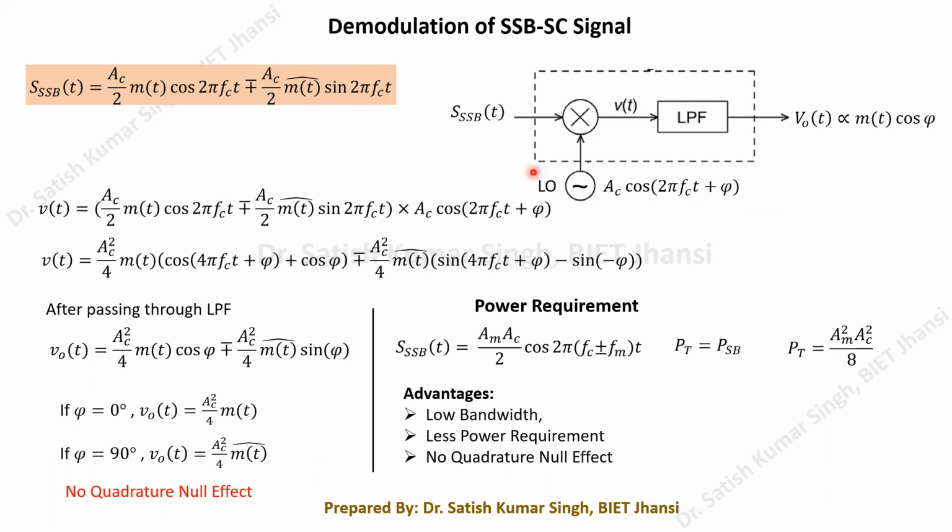Now we take this equation of SSB and multiply it with the carrier Ac cos(2π fc t + φ), and then we can simply solve this expression. Here we get an expression, for example, Ac by 2. Here it is Ac, so it will become Ac square. Then Ac square by 2, then m(t) cos(2π fc t) and cos(2π fc t + φ). So basically we are going to use the 2 cos A cos B formula.